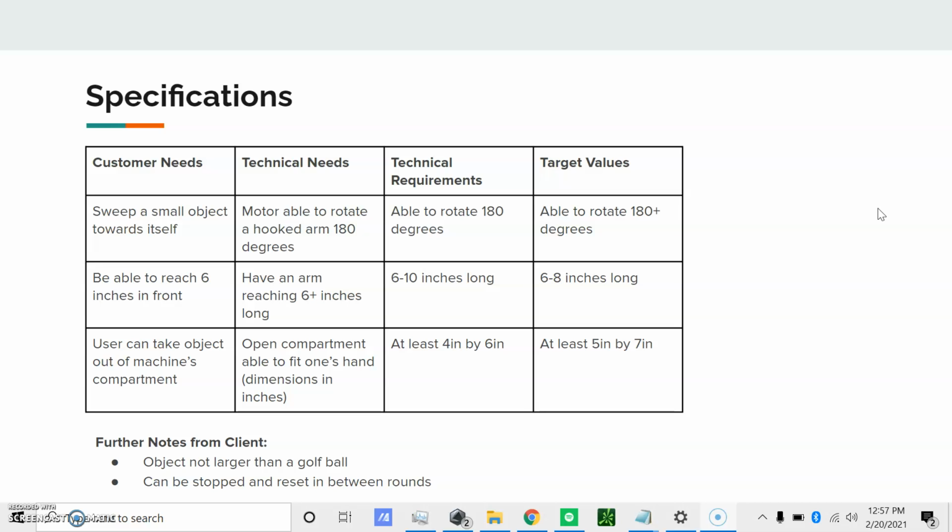The last qualification was that the user needed to be able to take the object out of the machine's compartment, meaning that it needed to be large enough to fit one's hand, and so our target values for this were that the dimensions were at least 5 by 7 inches. Further notes from the client were that the object will not be larger than a golf ball, and that the code can be stopped and reset in between rounds.